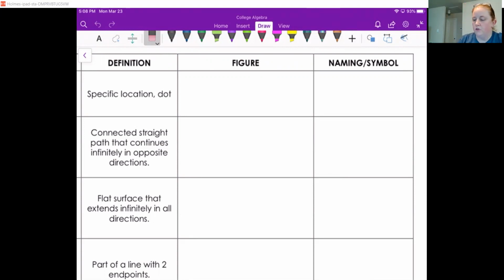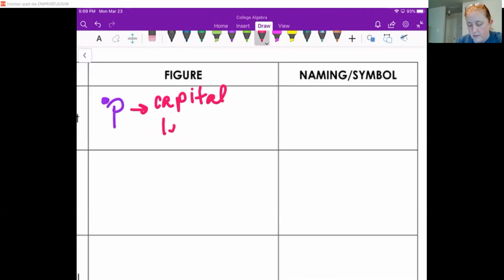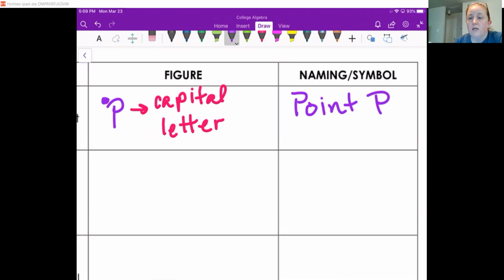So when we look at the actual figures, some of the things you're going to be seeing will be dots. And usually they're going to be accompanied by a capital letter. All right, points always are going to have capital print letters. Okay, not cursive, not lowercase. They have got to be a capital print letter. Okay, now when we name that object with just a dot and a capital letter, we physically have to use the word point. Sorry guys, there's no other option. There's not a symbol for a point. So this picture, dot with a capital P, would be read as point P.